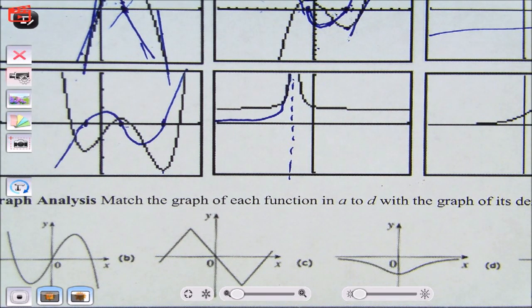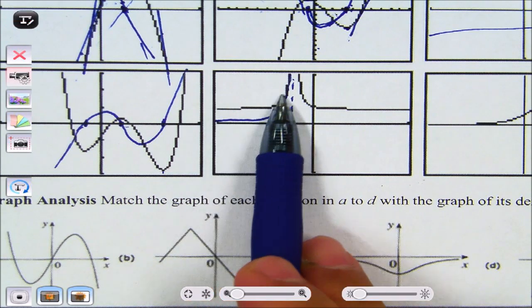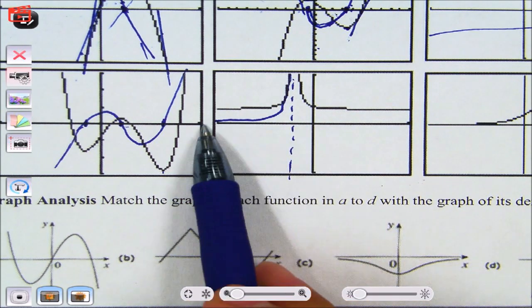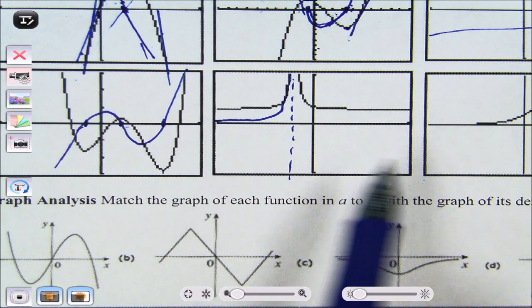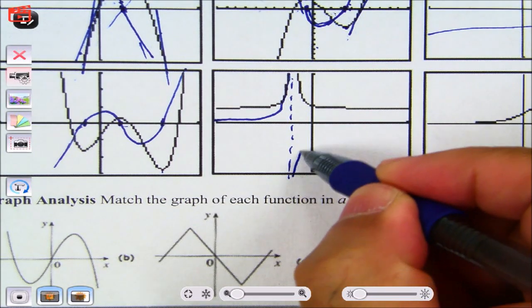This was positive, right? These slopes are increasing. These slopes are positive, so it's got to be above the x-axis. What about these slopes? It's decreasing. They're negative. They're decreasing. So it's like this.